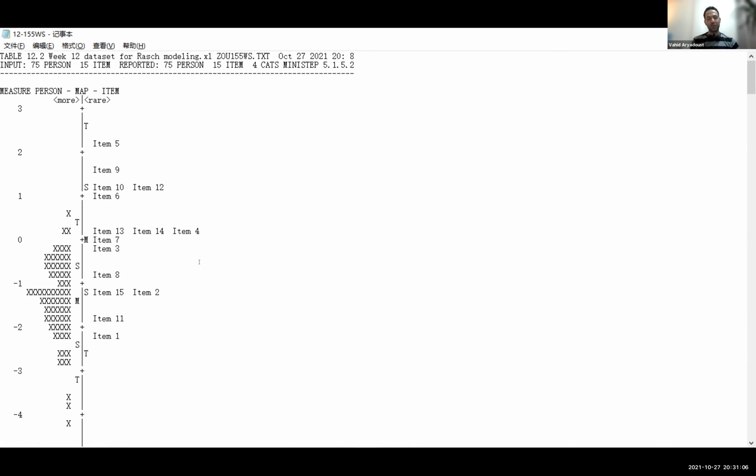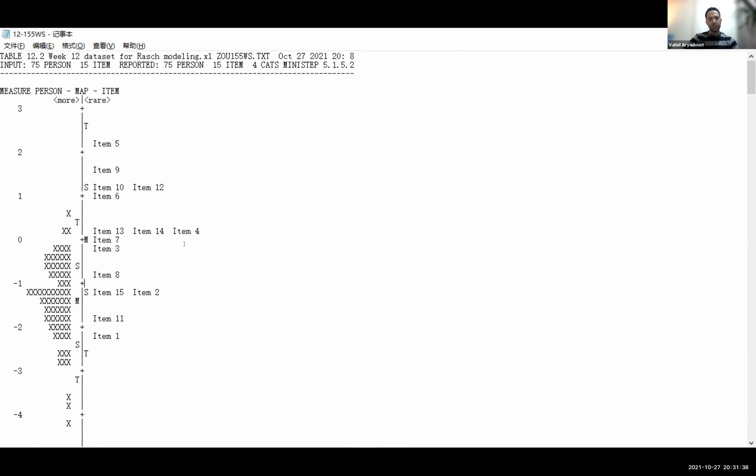So how do you interpret this map? So the left side is the students in the test, and the right is the items. Good. So obviously item 5 is the most difficult one, and item 1 is the easiest one.